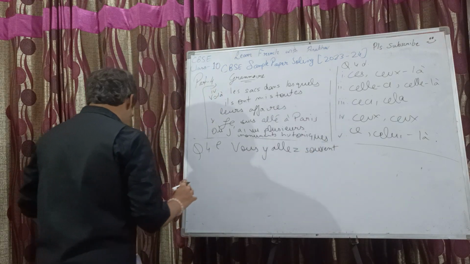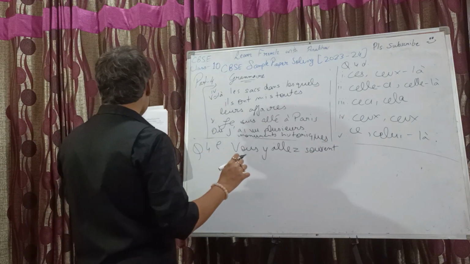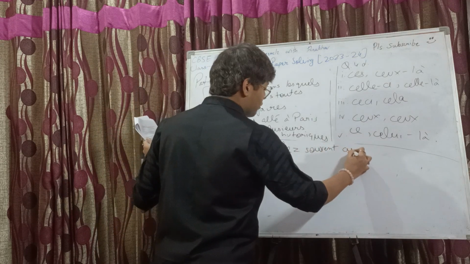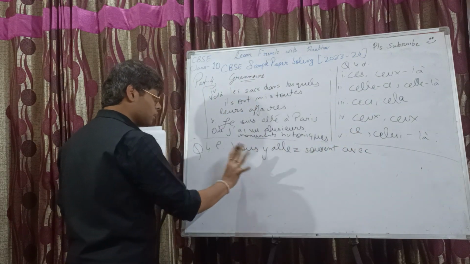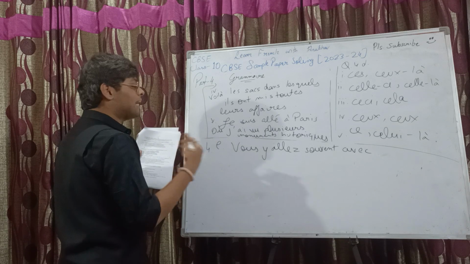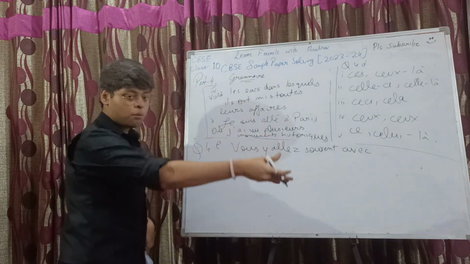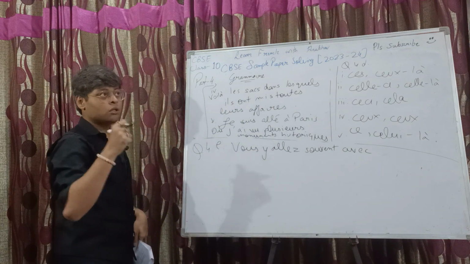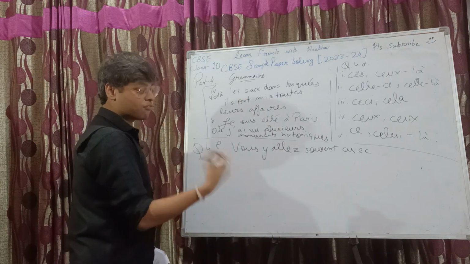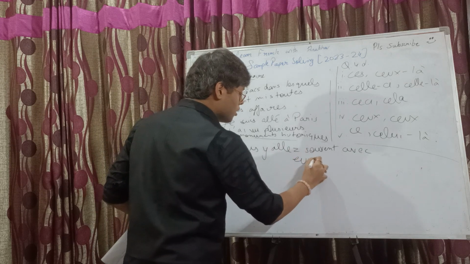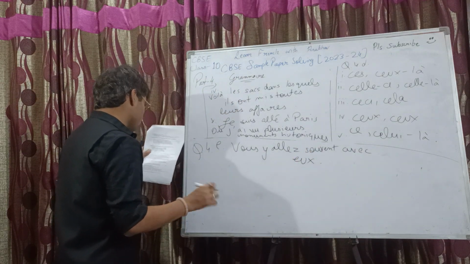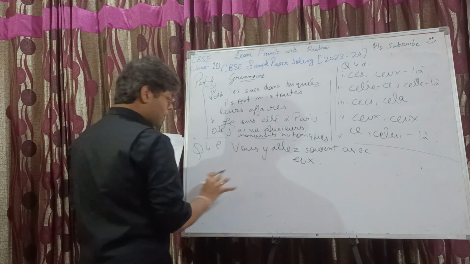Vous y allez souvent. Now, au concert need not be written again because it's already replaced. Avec vos amis. Pronom tonique, two usages. One, after the preposition. Second, to put emphasis. Here we are using it after the preposition. So, avec vos amis, masculine plural, that's why eux.